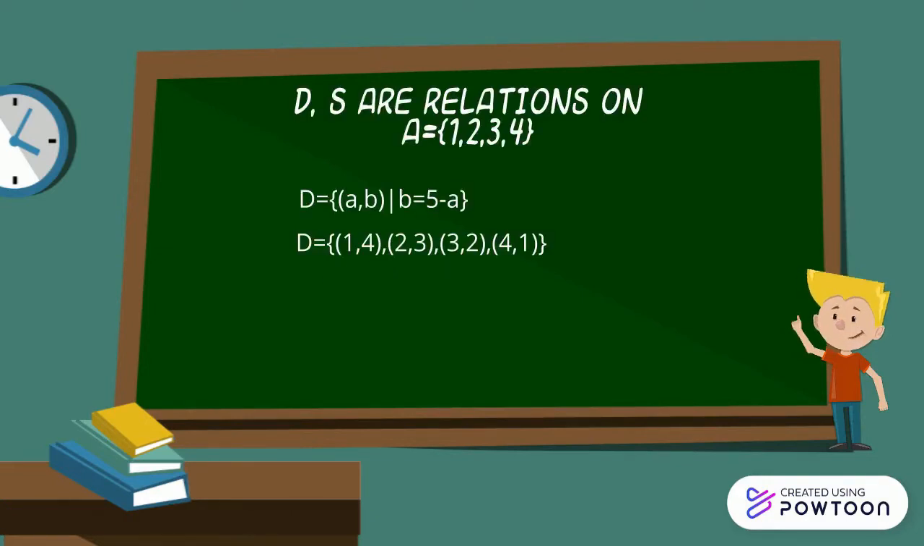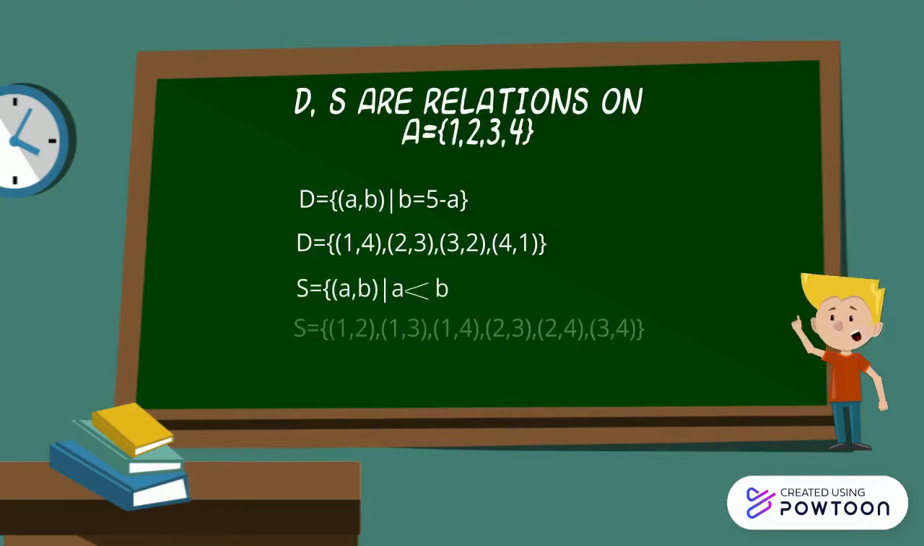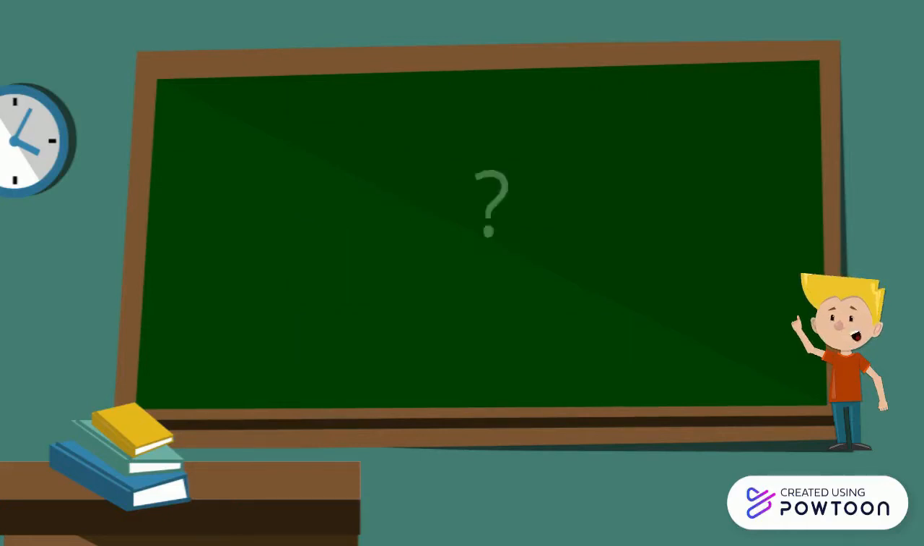Next, it's given that set S is (a, b) only if a is smaller than b. From this formula, we can put 1 as a and 2 as b, because b is bigger than a. We cannot put 1 as b because 1 is not bigger than 1. And it continues until we use as many numbers in the relation on A as we can.